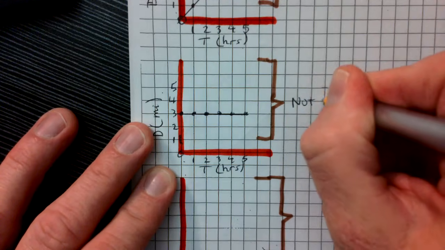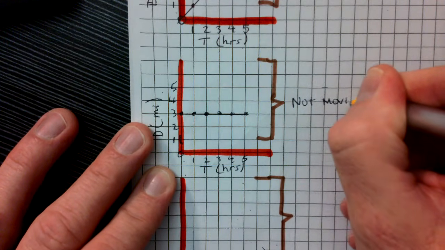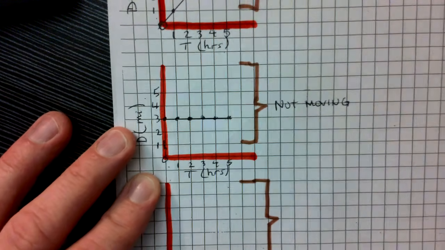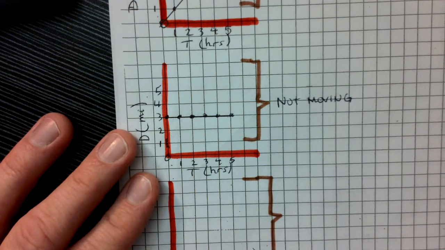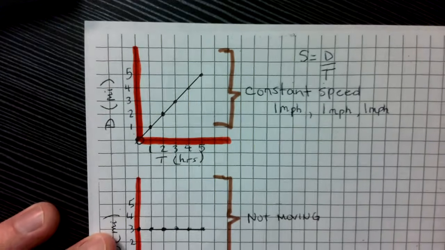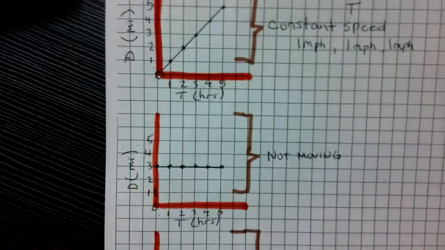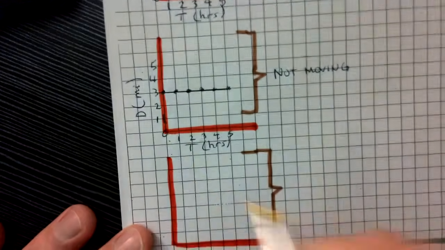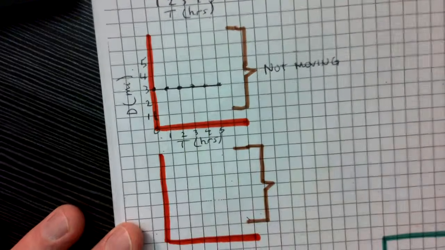Okay, and if this does not make sense, I need you to immediately pause the video and come up and ask me to explain this a different way to you. The same with this one. All right. So a horizontal line proves that an object is not moving.